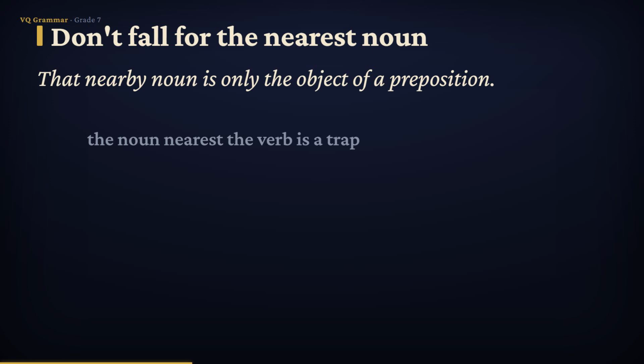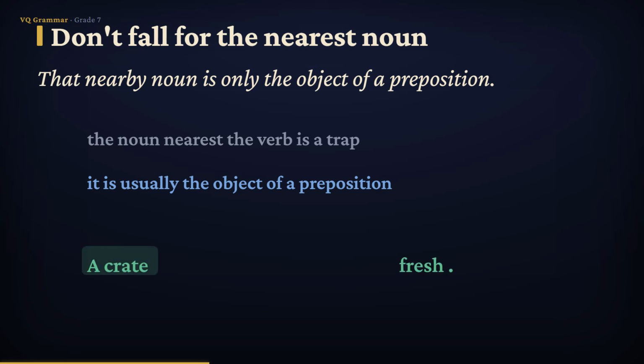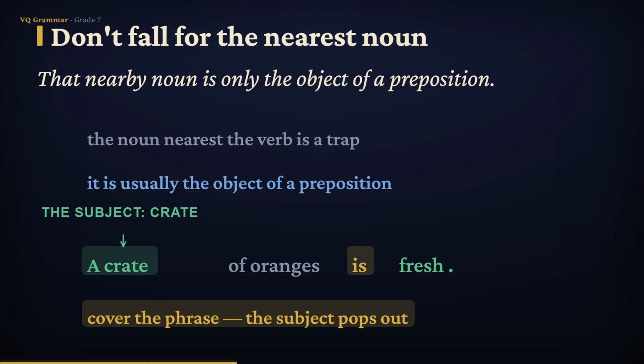Let's name the trap directly, because it catches almost everyone. The noun sitting nearest to the verb is a trap. Very often, that nearby noun is just the object of a preposition, dressed up to look like the subject. Look here. A crate of oranges is fresh. Oranges is plural, and it sits right next to the verb, so your ear wants are. But oranges is only the object of the preposition. Cover the phrase, and the subject appears. Crate, singular. So the verb is. A crate is fresh, no matter how many oranges are inside.